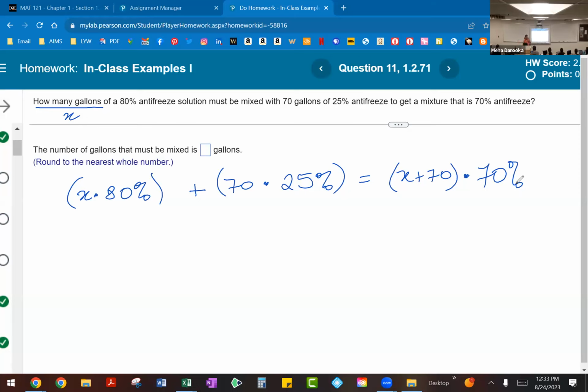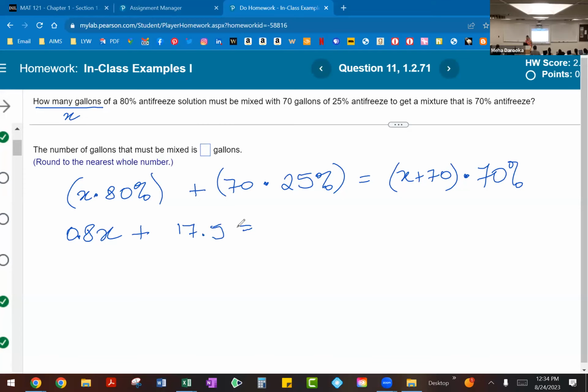Again, guys, convert the percentages into decimals when you're working with this. What's my 80% going to be as a decimal? Yeah, so 0.8 times X plus, what would be the math for 70 times the 25%? Yeah, so 70 multiplied by 0.25, which will give you 17.5 quantity.